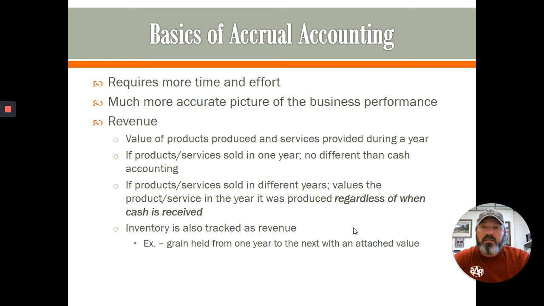Accrual accounting, like we said, requires much more time and effort, but it gives a much more accurate picture of the business performance. So it moves revenue to the appropriate year of its expense, regardless of when the cash is received. So back to that example, when we talk about selling 2020 grain, and let's say we sell it in January of 2021, that revenue actually would be moved back to 2020 for accounting purposes, just so that you can see that profitability picture.